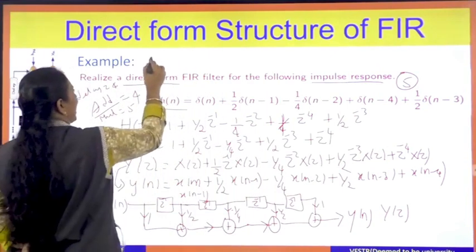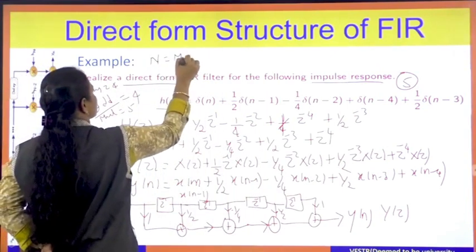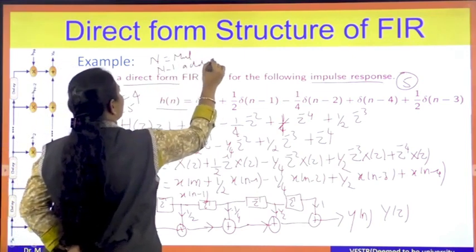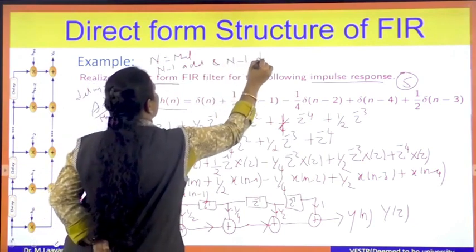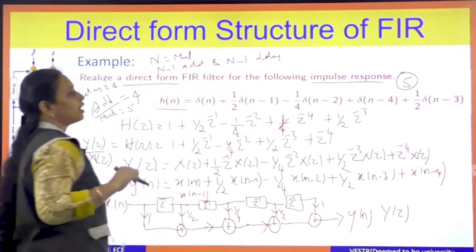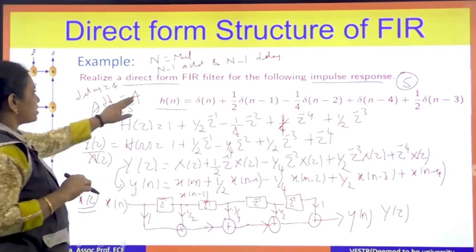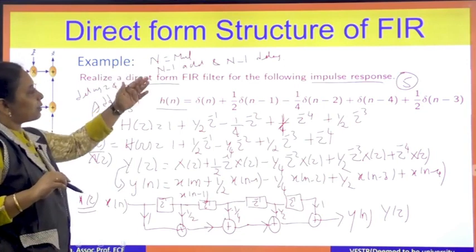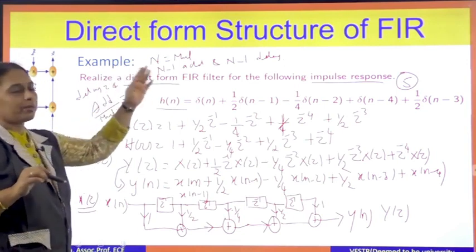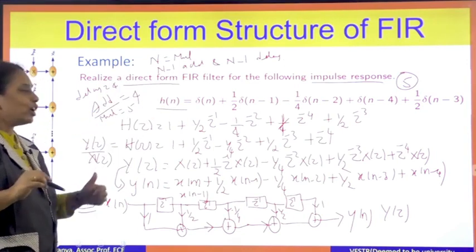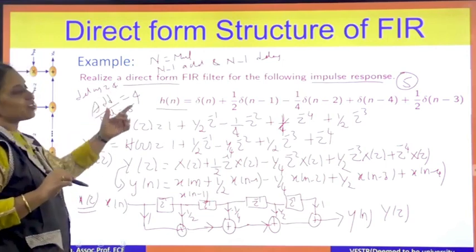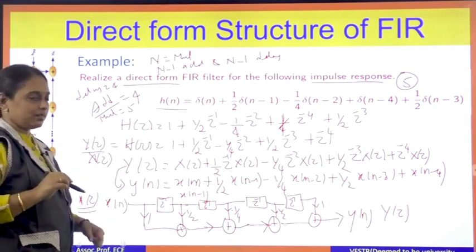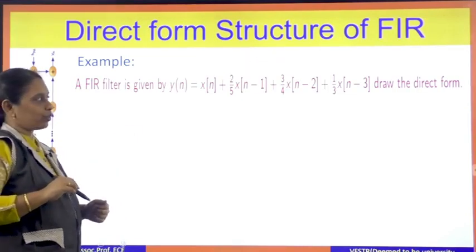So I will write n multipliers and n minus 1 adders and n minus 1 delay elements. Okay, number of terms is 5, so 5 minus 1 is 4. So in general, I can say n multipliers, n minus 1 adders and n minus 1 delay elements are required to draw the transversal structure, otherwise tapped delay line structure of a FIR filter. Now let us see another example of this.